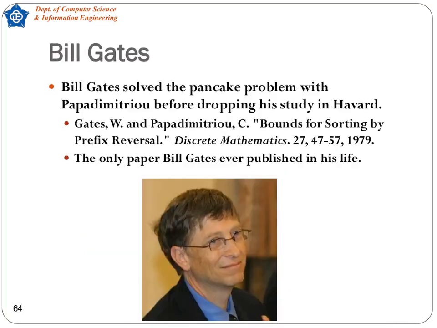Interestingly, long before Microsoft existed, Bill Gates was already delving into serious math. As an undergraduate at Harvard, he teamed up with Christos Papadimitriou to tackle the pancake sorting problem. Their joint paper, Bounds for Sorting by Prefix Reversal, appeared in Discrete Mathematics in 1979, and remarkably, it remains the only academic paper Gates ever published. Not long after, he left Harvard to found Microsoft.